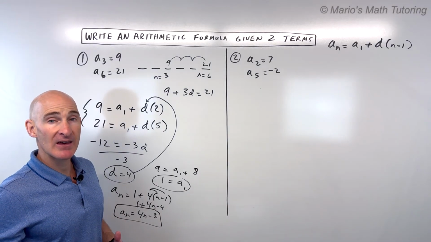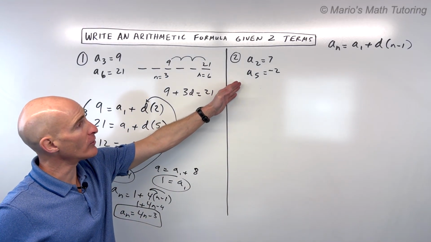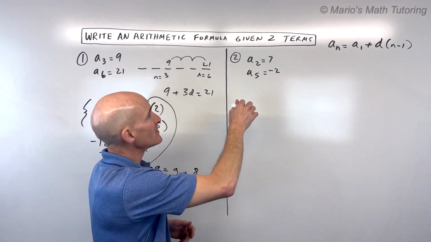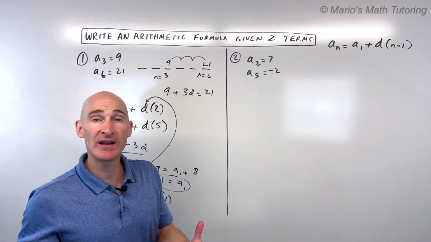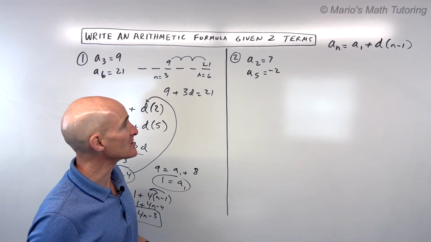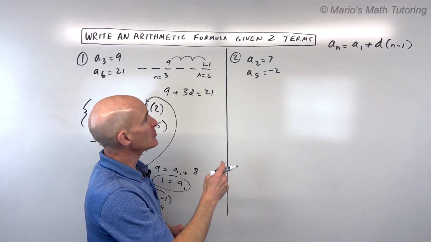Now, if you're getting the hang of this, you might want to try number 2 on your own, and we'll go through it together. We're given the second term is 7. The fifth term is negative 2. How do we write a formula for this arithmetic sequence? Well, I'm going to do the same thing I did over here.